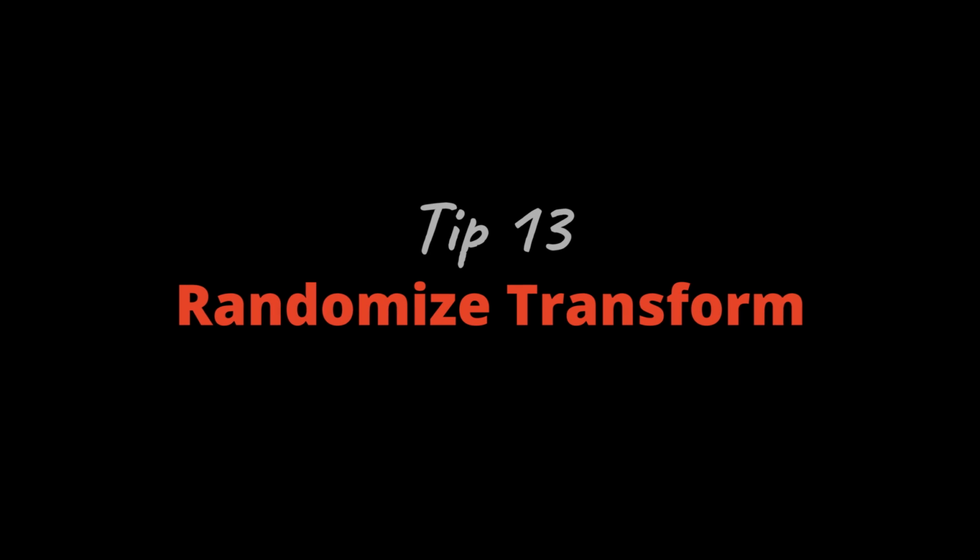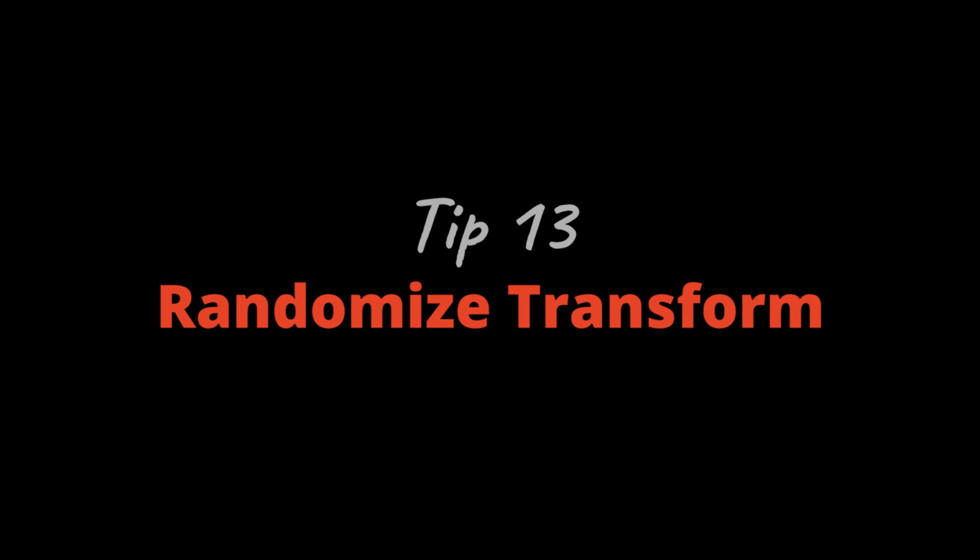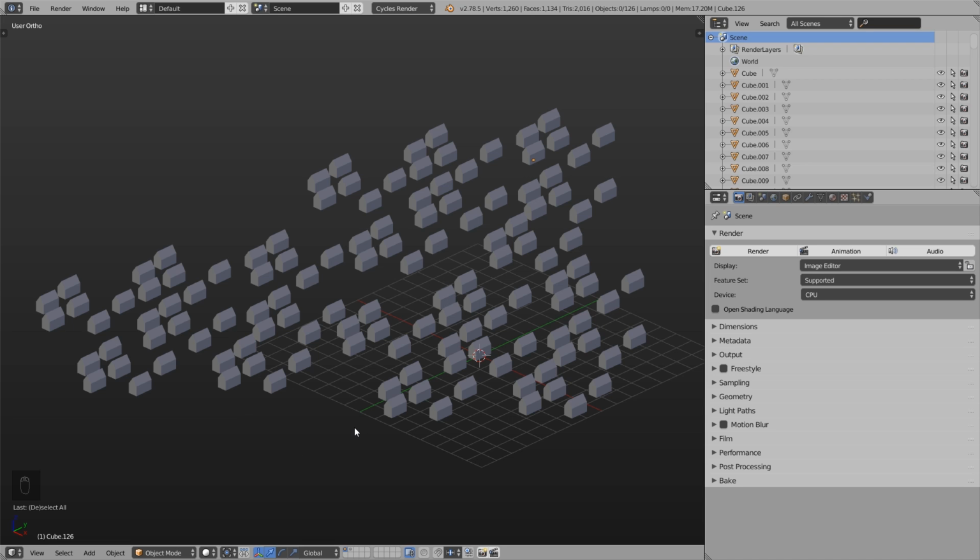Tip number 13: Randomize transform. Here we have a lot of houses and they are all looking the same. They have the same rotation, the same scale, but not the same position. And now I want to randomize all these houses. But certainly going through all of them and rotating and scaling them would take basically forever.